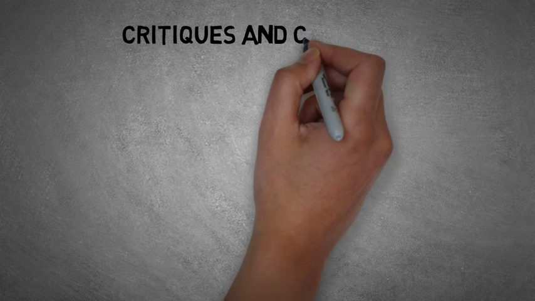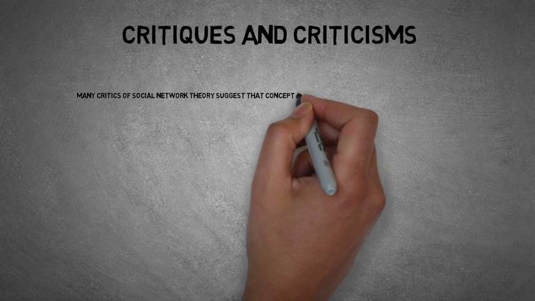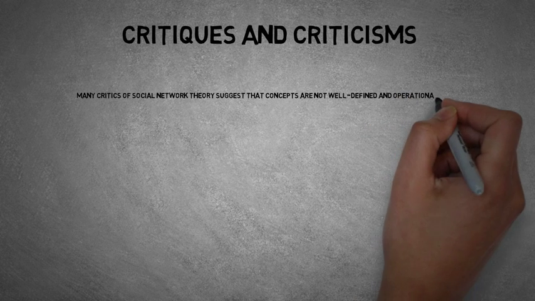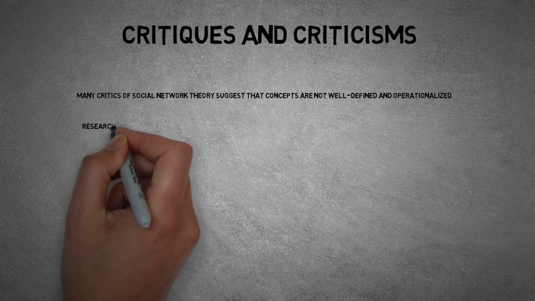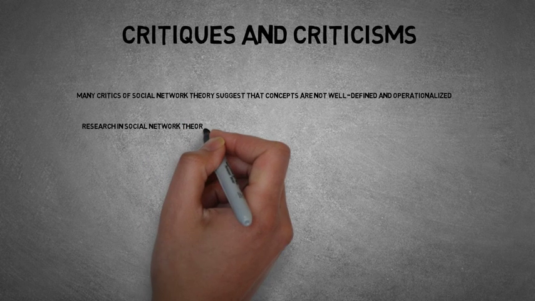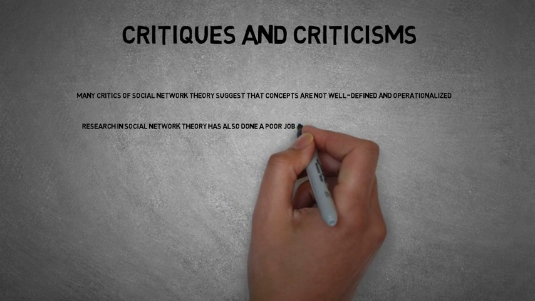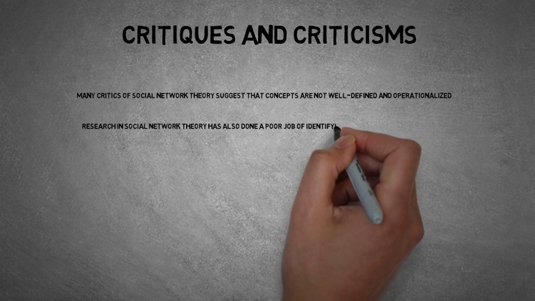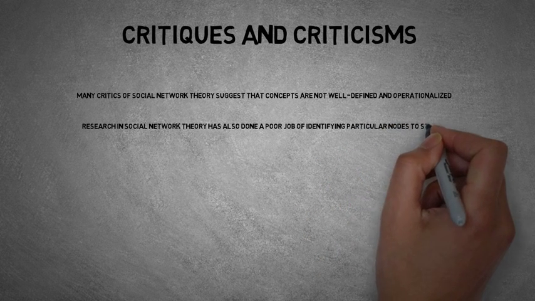As with every theory, there will always be critiques and criticisms. Some of the criticisms and critiques for social network theory are as follows. First, many critics of social network theory suggest that concepts are not well defined and operationalized. Specifically mentioned concepts include social structure, network centrality, the impact of distance between actors, cohesion, and the social network in and of itself. Second, research in social network theory has also done a poor job identifying particular nodes to study. Which node or nodes to include and exclude can result in important nodes being left out.